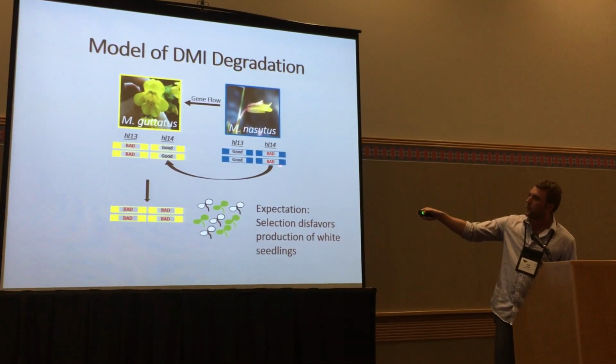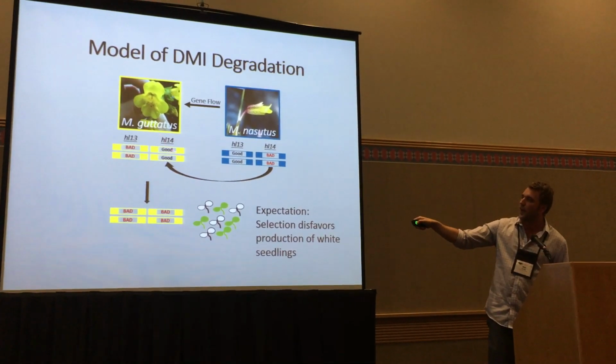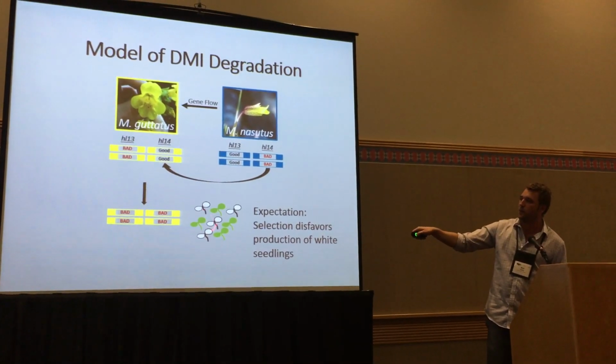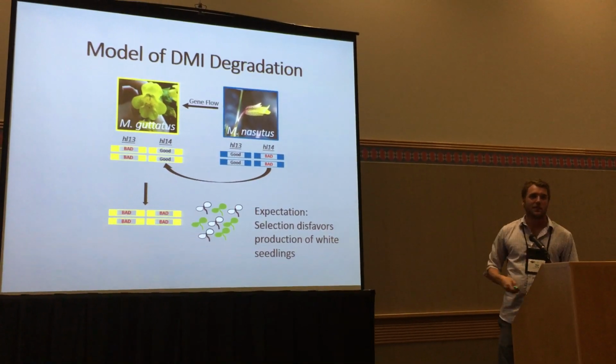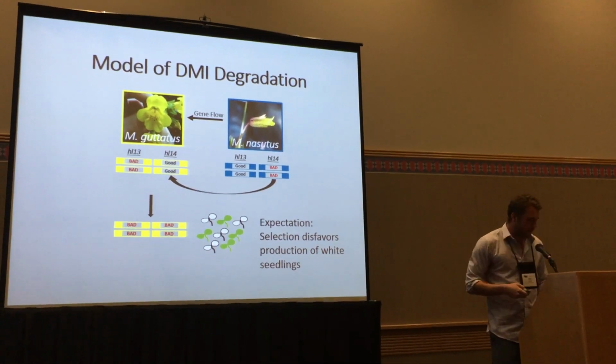At the other locus, with this bad allele going in here, you don't expect that to happen. Introgression shouldn't happen at that locus because it creates lots of bad copies, lots of white seedlings, and selection is just not going to allow for that. It's not likely at all.